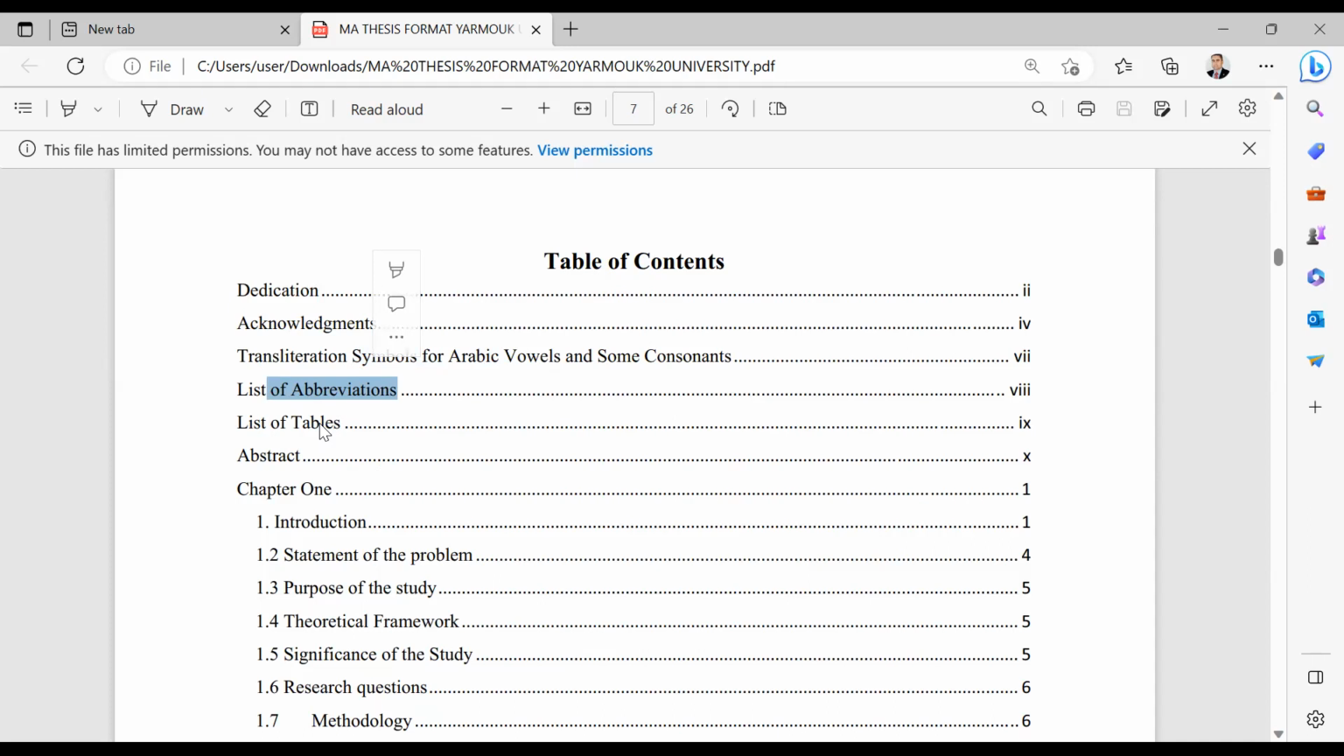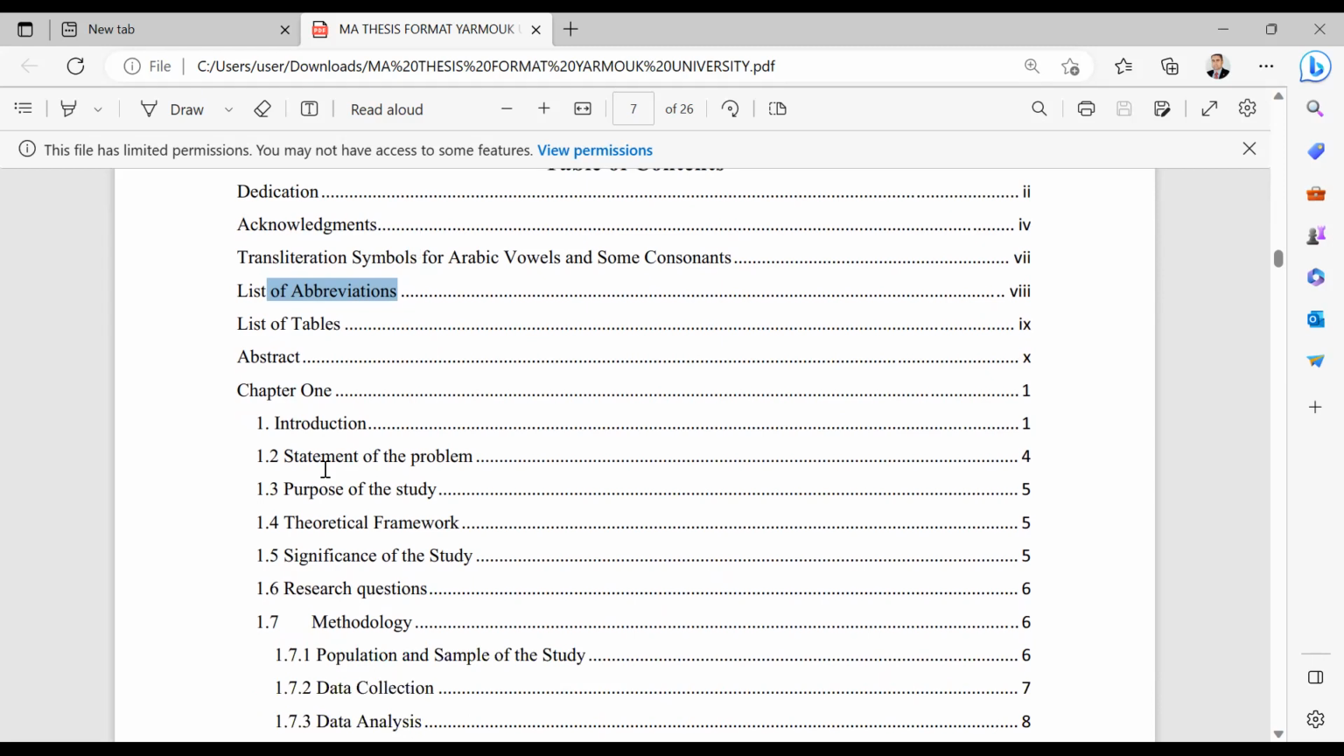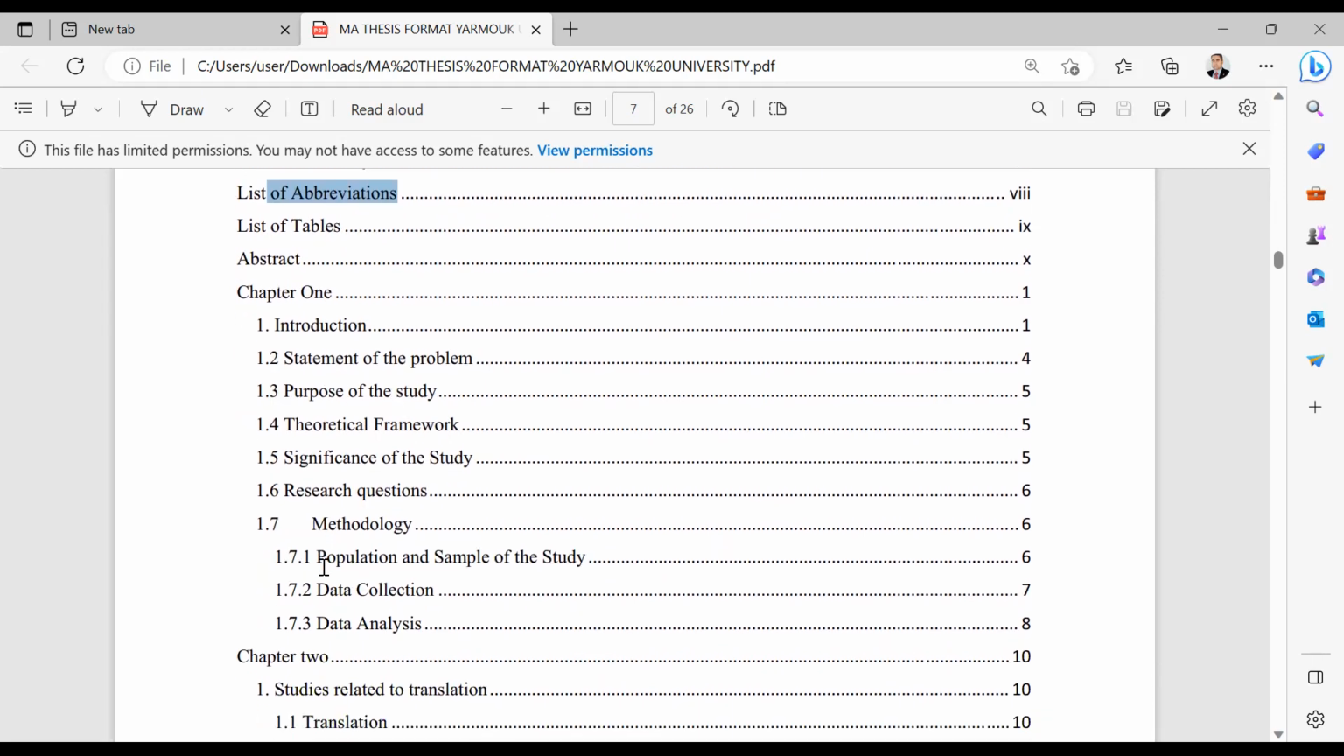List of tables, if you have tables, and then the abstract, then chapter 1: introduction, statement of the problem, purpose of the study, theoretical framework, significance of the study, research questions, methodology. By the way, if you remember last time I said, we have two approaches. Either we combine the methodology with chapter 1, or we have it as a separate chapter. It is preferable to have it as a separate chapter.